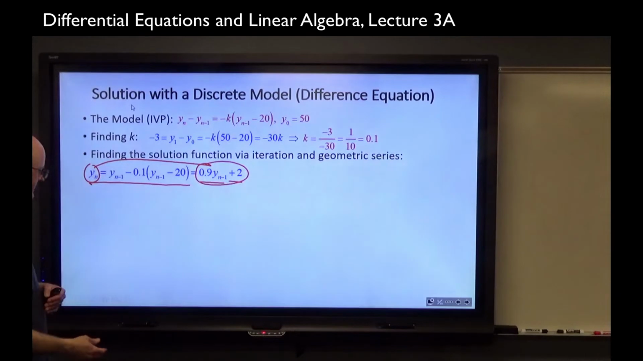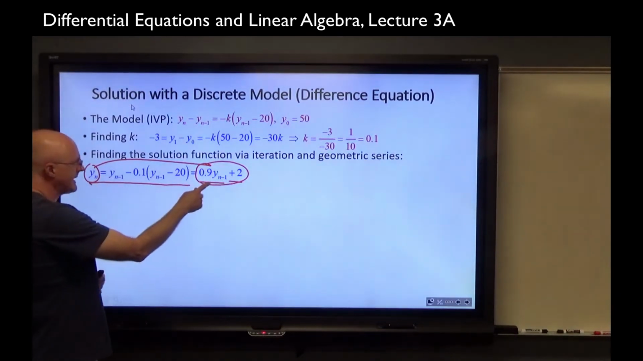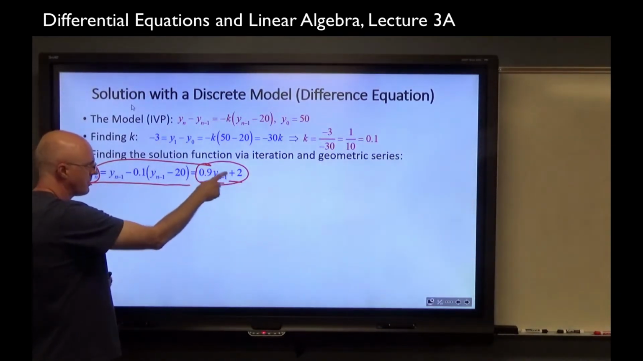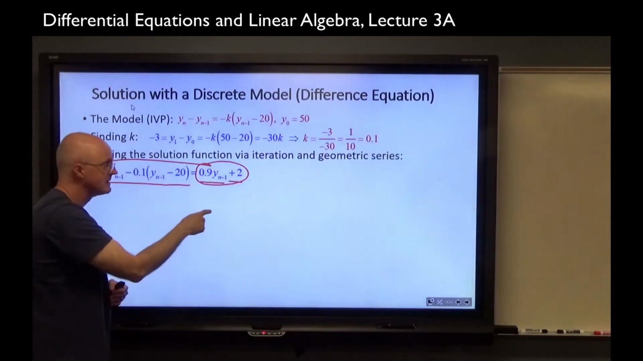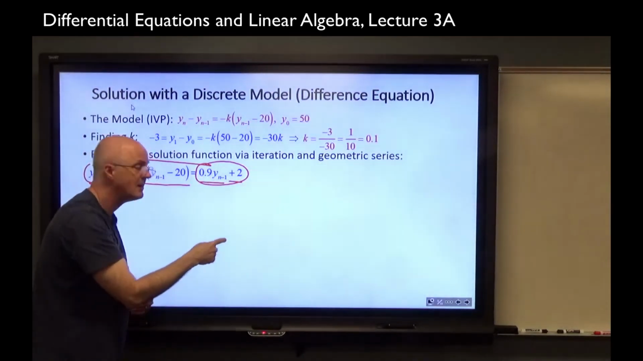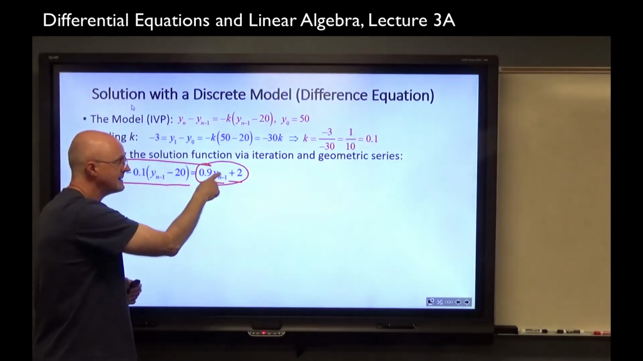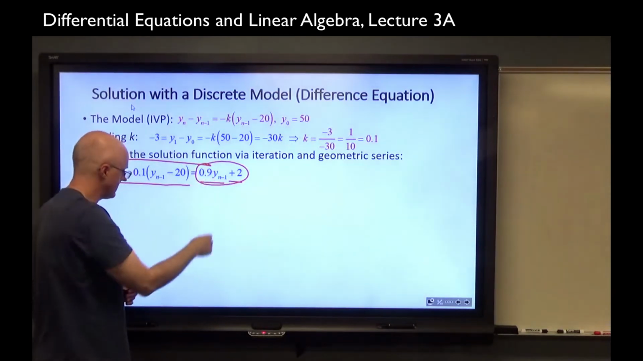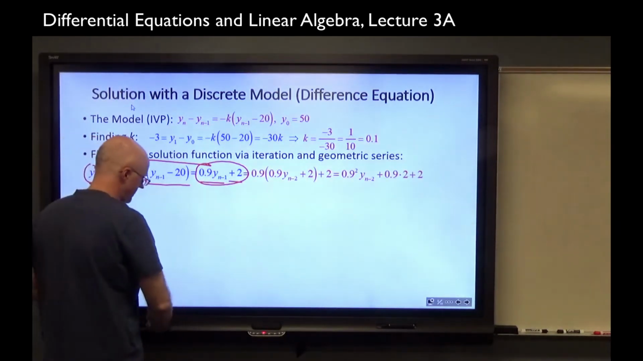So now iterate this. If yn equals this, replace the yn minus 1 with something involving yn minus 2. I guess it would be 0.9 times yn minus 2 plus 2 that goes in there. That's the next step right here.